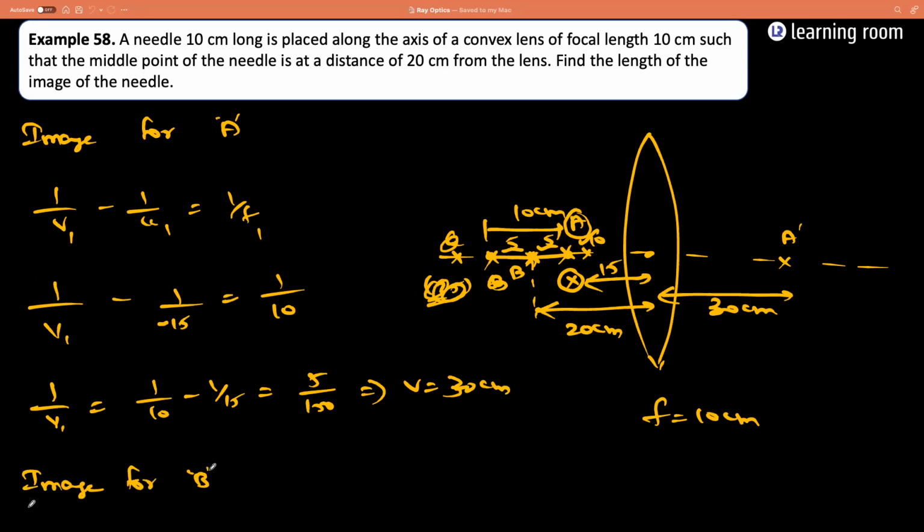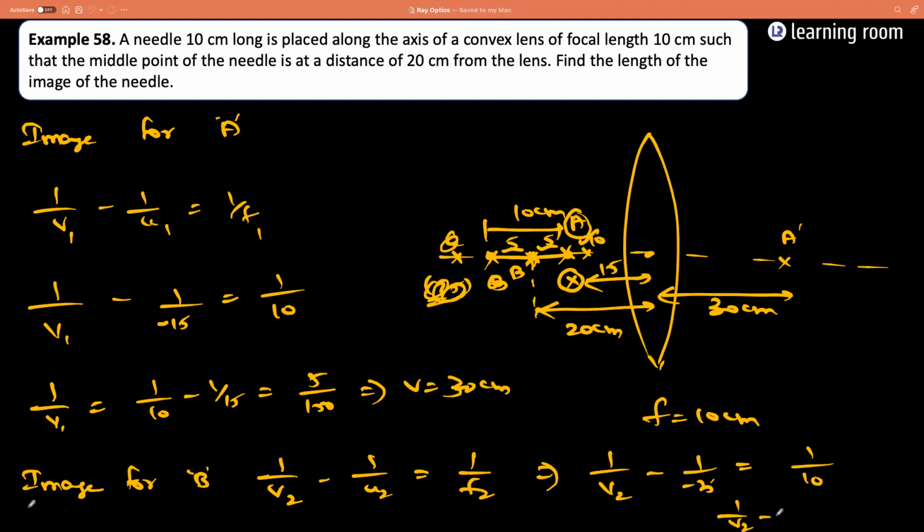Similarly, where will the image for B be? 1 by v2 minus 1 by u2 is equal to 1 by f2. What is the value of u2? u2 is going to be minus 25, and 1 by f2 is 1 by 10. Now 1 by v2 is 1 by 10 minus 1 by 25. So the answer will be 15 divided by 250.